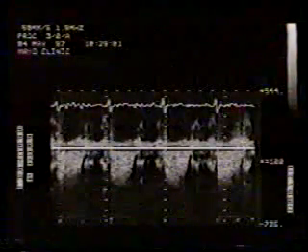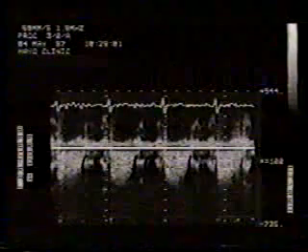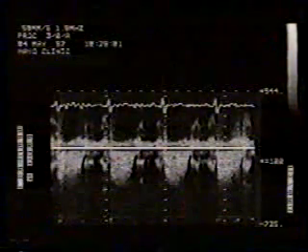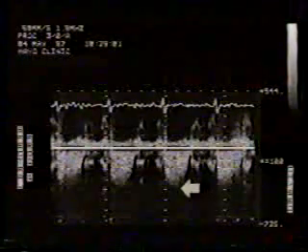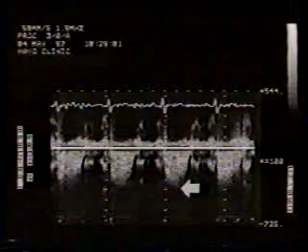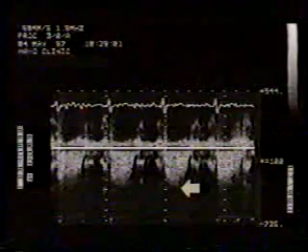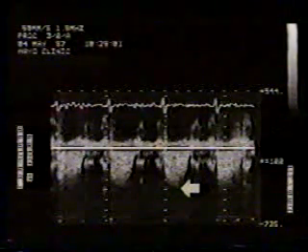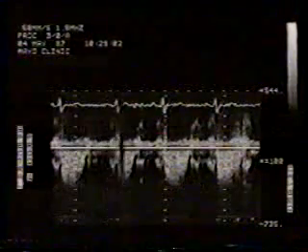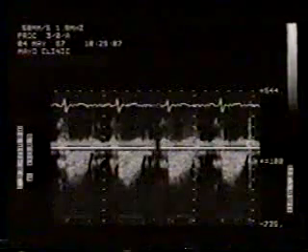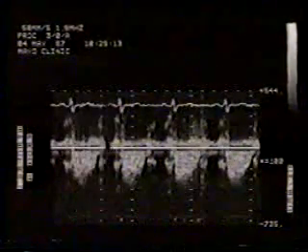Now we are demonstrating the continuous wave Doppler examination of the tricuspid regurgitation in this patient. Note the high velocity tricuspid regurgitant jet measuring 3.8 meters per second. Now watch this in real time. This high velocity jet indicates presence of modest pulmonary hypertension, which will be further discussed later on.